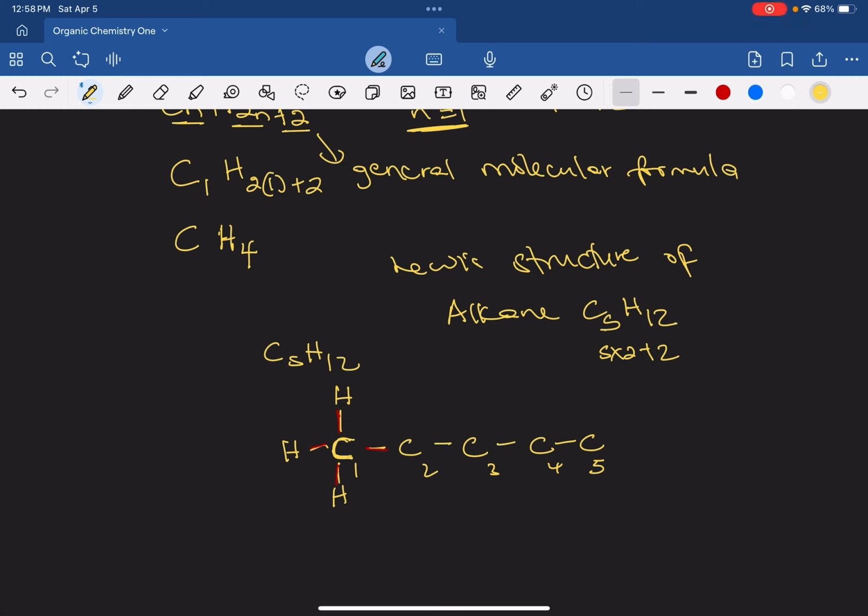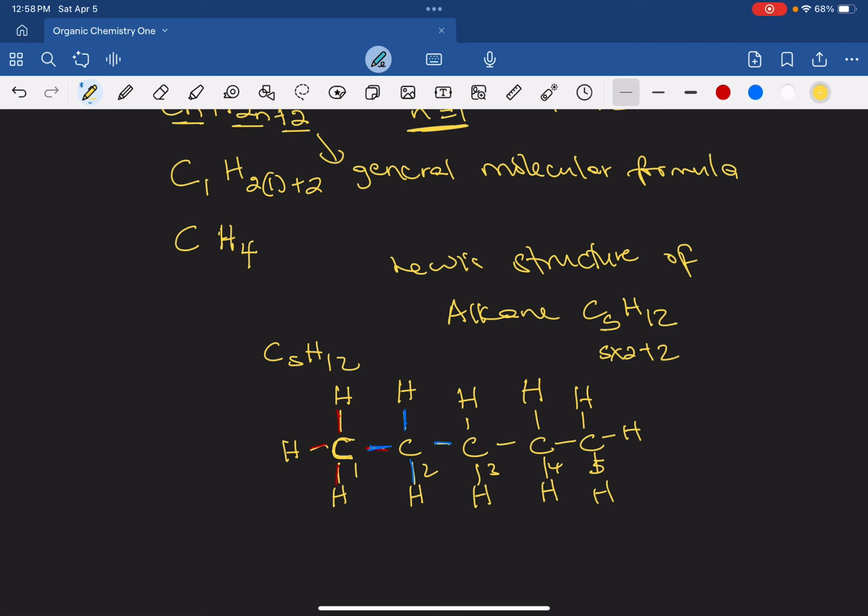Let's move to carbon number 2. On carbon 2, I see 1, 2 bonds, which means this carbon has 2 hydrogens to complete, so it can have 4 bonds: 1, 2, 3, 4, right? Carbon 3 is similar to 2, it only has 2 hydrogens. Carbon 4 is similar to 2 and 3, only 2 hydrogens. Carbon 5 has 3. So you put the hydrogens on there so that the carbon will have 4 bonds, right?